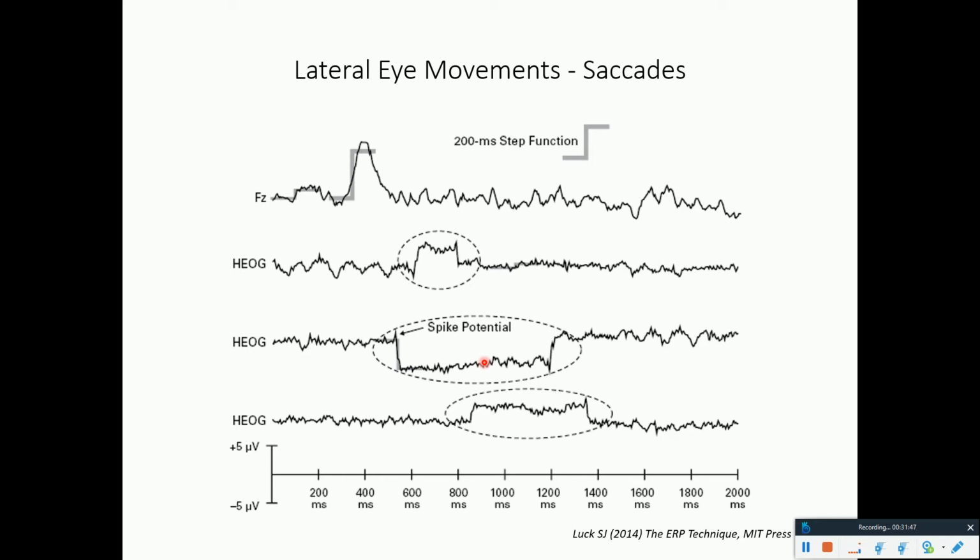Eye blinks are not the only artifact that you can see from the eyes. You can also see lateral eye movements, so saccades, and these usually take the form of step functions or spike potentials. If you fixate centrally and then move to a different location, this can be detected, and you also see that in the frontal electrodes.